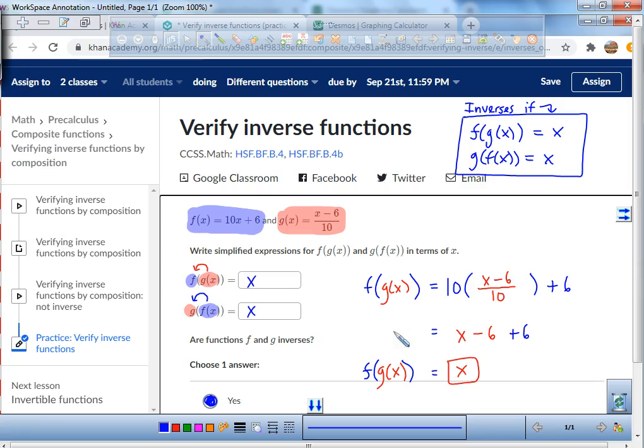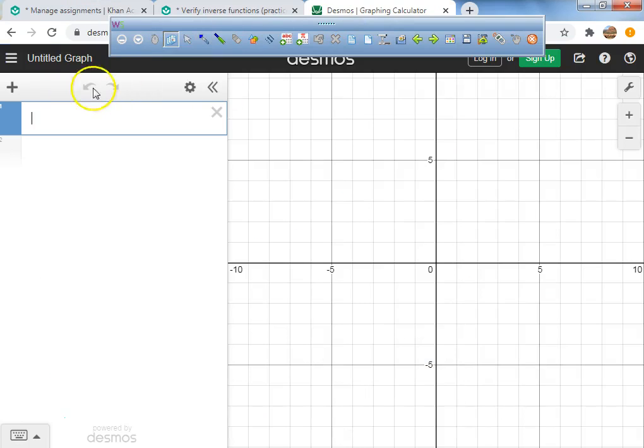Now, how can you check your work? How can you check your work? I will show you how to check your work in Desmos. All right, so we're going to Desmos. I'm going to literally type in f of x, equals, and then I'm just going to go back real quick.